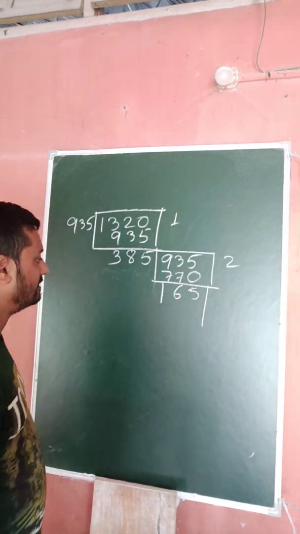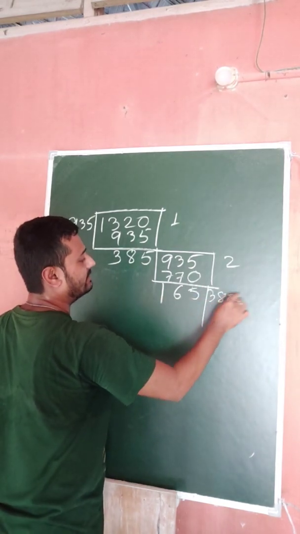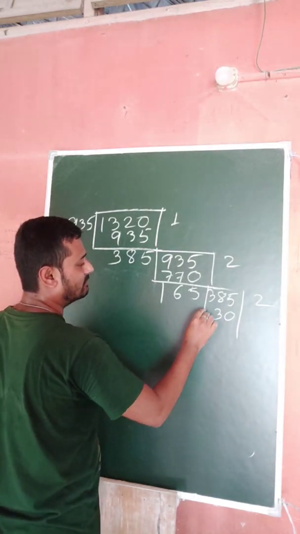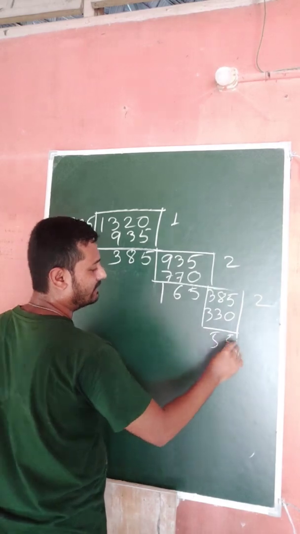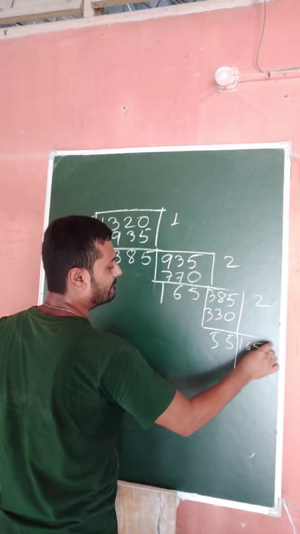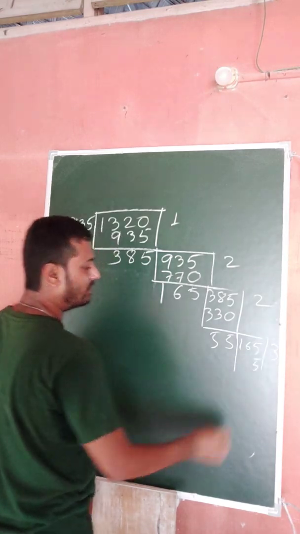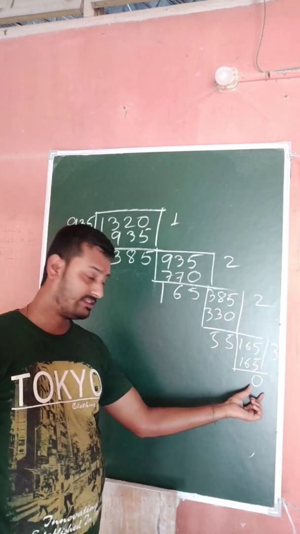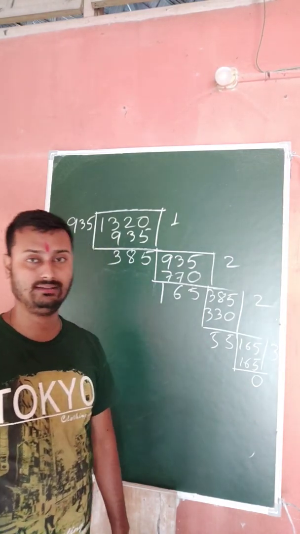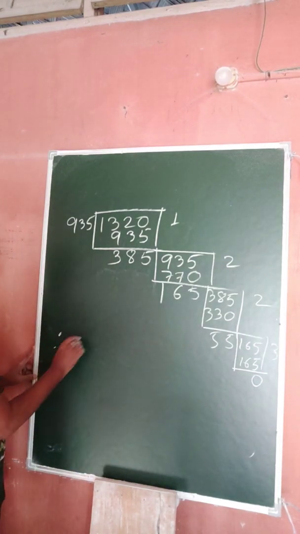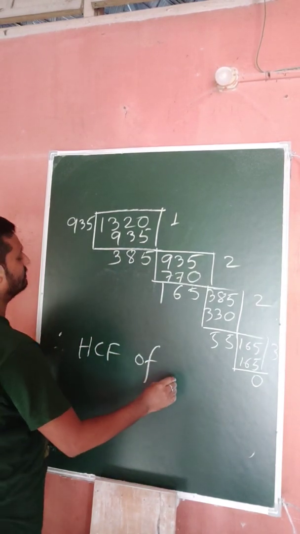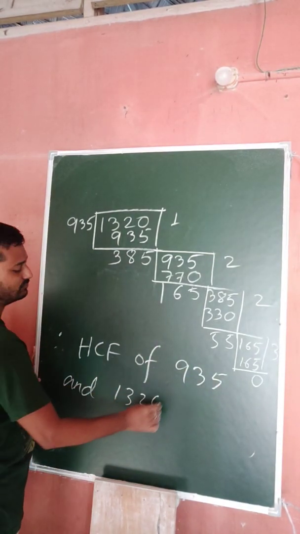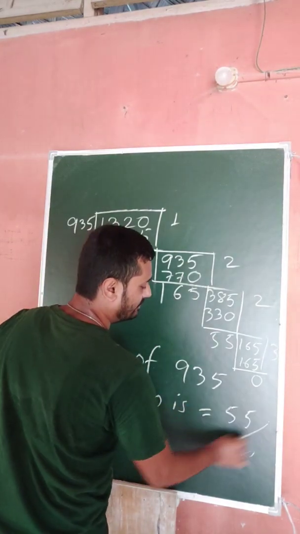That remainder becomes the divisor and the previous divisor 385 becomes the dividend. 2 fives are 10, 1 carries on, 13, 1 carries on, 3. Now with this 165: 3 fives are 15, 5, 1 carries on, 16. So in this step the remainder becomes 0, and when the remainder becomes 0 you just check which one is the divisor. The last divisor is 55. Therefore, the HCF of 935 and 1320 is 55.